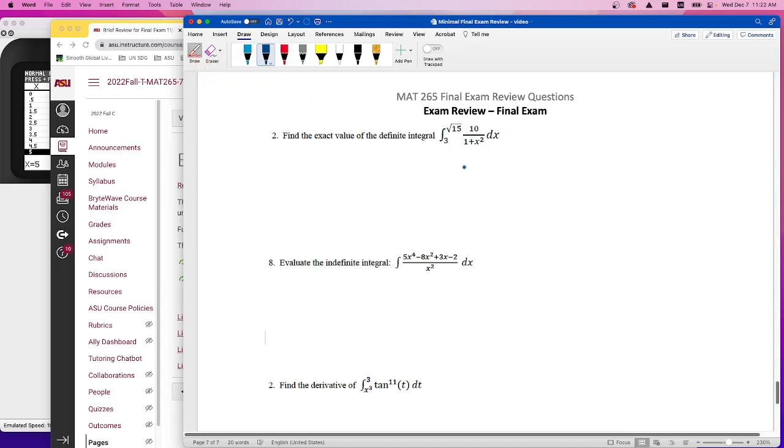This is question 2 from that part of the review. Find the exact value of this definite integral. So what we have to do is get the antiderivative, and then we plug in the limits here, from 3 to 5. So it's a definite integral. Remember, this is 1 over x squared. This 10 is a constant. You could bring it out in the front. Just don't let that bother you.